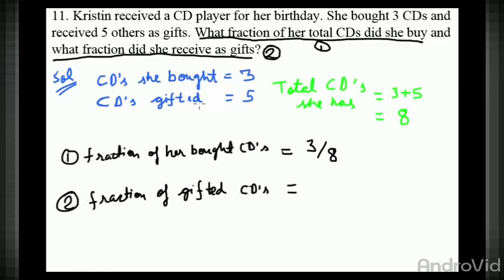Second question, fraction of her gifted CDs. Gifted we have 5. And again we are asked out of total, therefore total she has 8 CDs. That is, it makes 5 over 8. So this is how it is done.